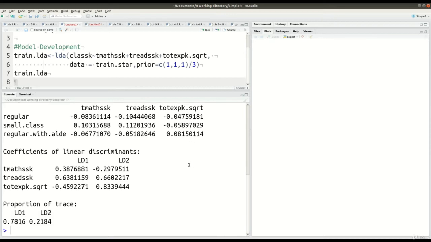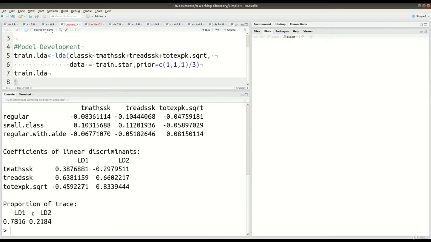The next section right here is the coefficients of linear discriminants. These are similar to regression coefficients. Of course, you should be familiar with multiple regression by now. But if you plug these in as a formula, it'll give you the probability that a particular sample is in a particular group. That's what it'll tell you.